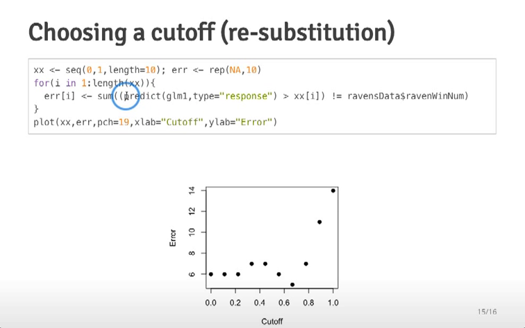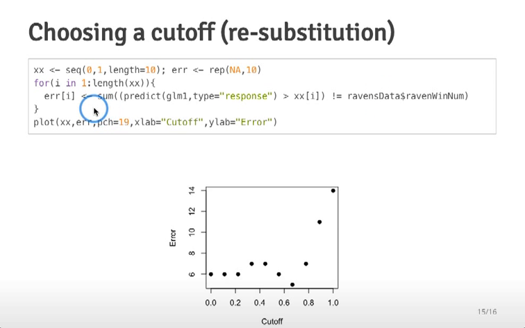And what I'm going to do is calculate the prediction with type equal response. So that calculates the probability that the Ravens are going to win. And I look if it's bigger than the cutoff. And then I calculate the number of times that that is not equal to the value of the Ravens win. So this is the number of errors that we're making.